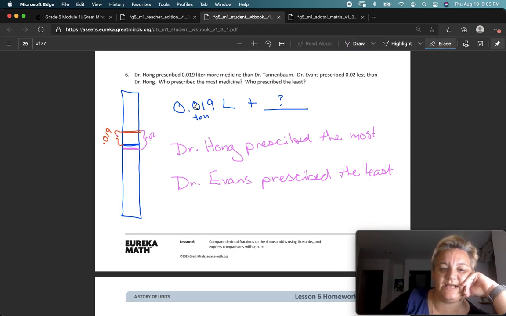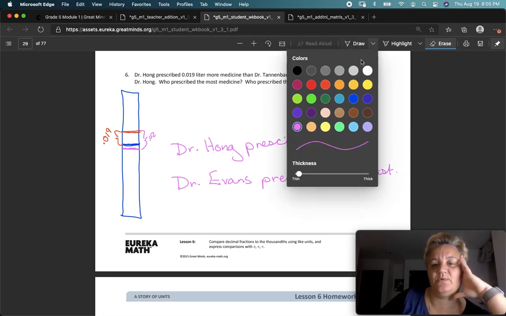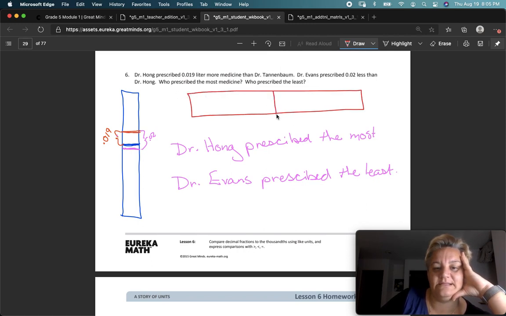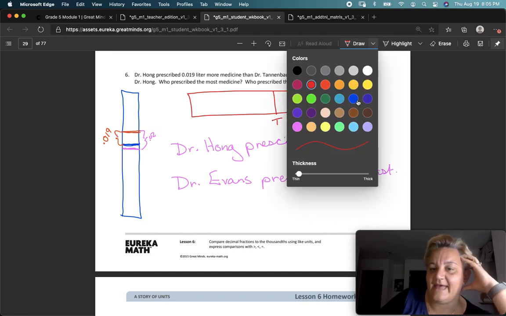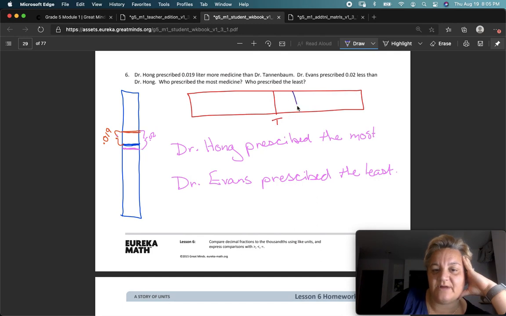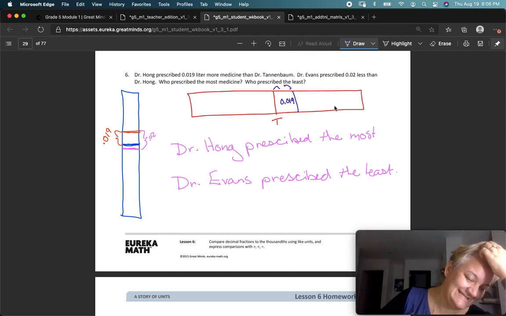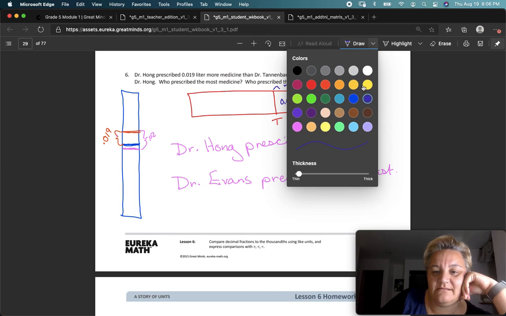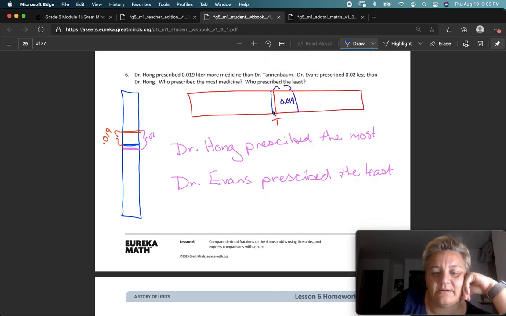And I feel like I want to show you this one more time because we don't actually need to do any math here. And sometimes I get a little bit ahead of myself with equations and trying to show you how they figured it all out. But really, we could just use a strip and say, this is what Mr. Tannenbaum prescribed. And Dr. Hong prescribed this much more, which is 19 thousandths, and Evans prescribed 2/10 less than Hong, so that would be right about here, okay? Because 2/10 is greater than 19 thousandths.